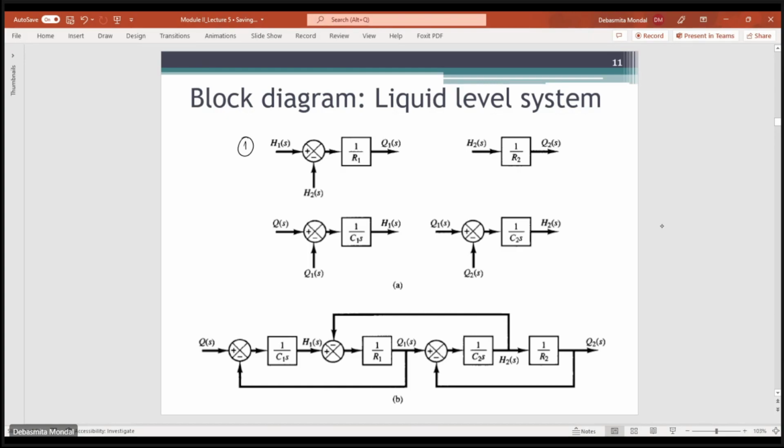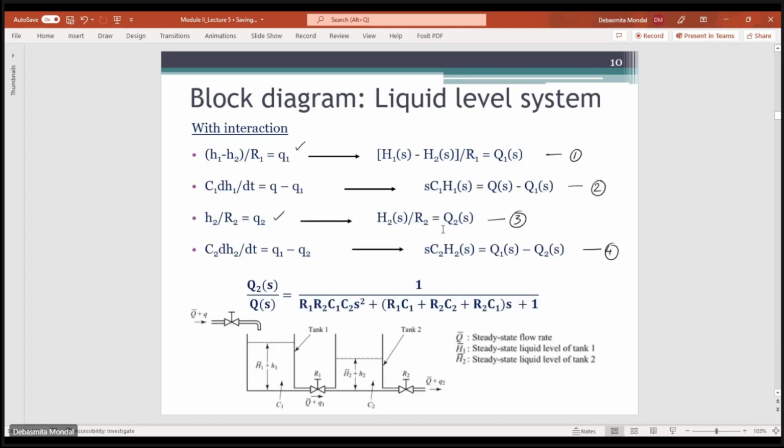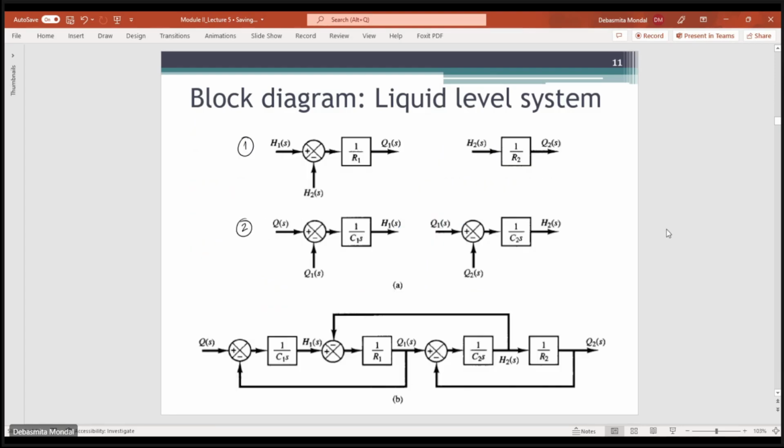So Q minus Q1S multiplied by 1 by SC1 will give you H1S. So this is the block for equation number 2. Then for the third equation, you have Q2 equals H2 by R2. So Q2 is equal to 1 by R2 into H2. So this is the block for equation number 3 and this is the block for equation number 4.